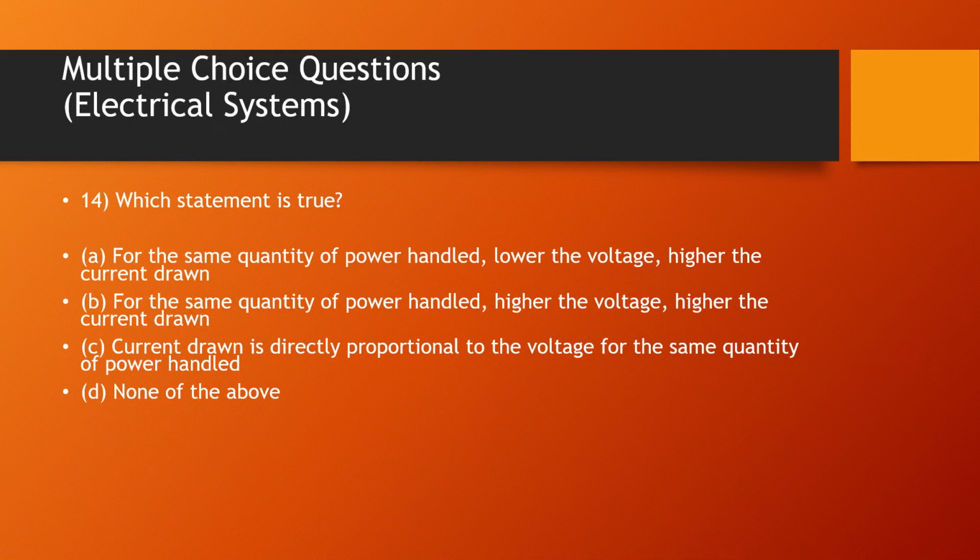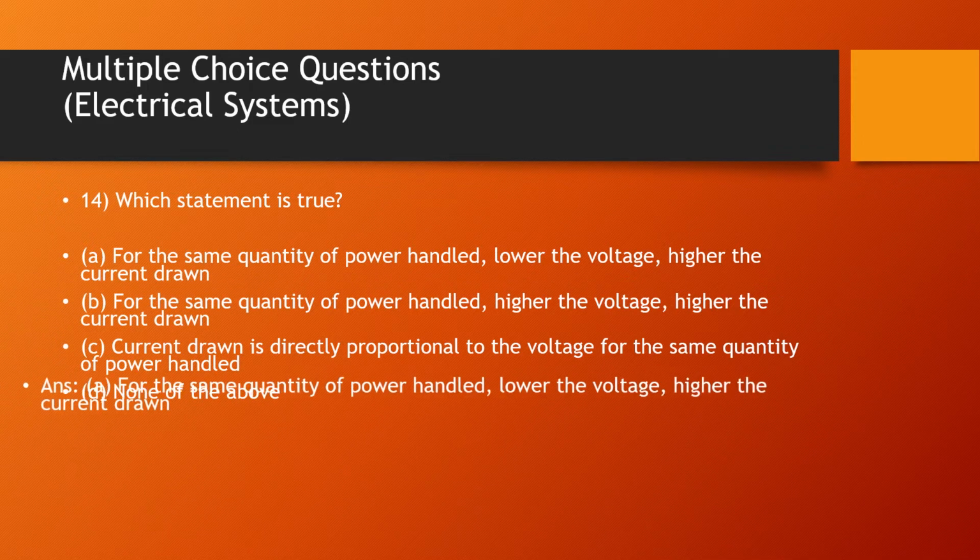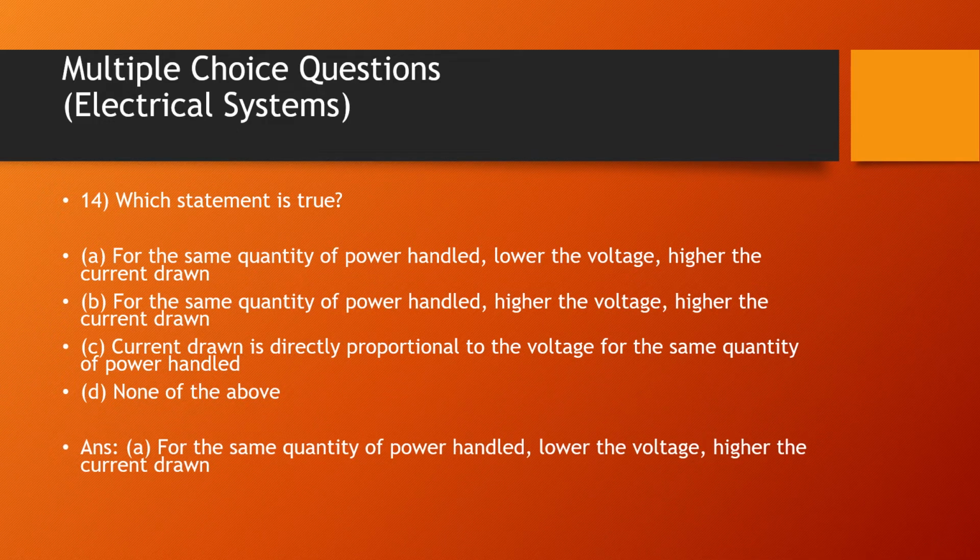Now coming to the next question, which statement is true? Option A, for the same quantity of power handled, lower the voltage, higher the current drawn. Option B is for the same quantity of power handled, higher the voltage, higher the current drawn. Option C is current drawn is directly proportional to the voltage for the same quantity of power handled. Option D is none of the above. And the answer to this question is option A, that is for the same quantity of power handled, lower the voltage, higher the current drawn.